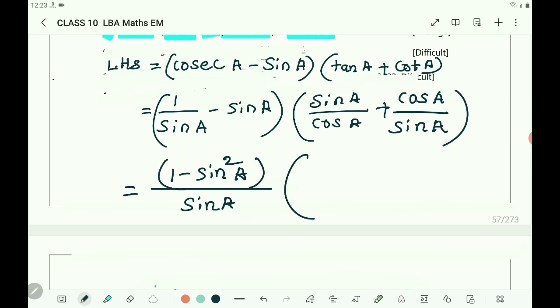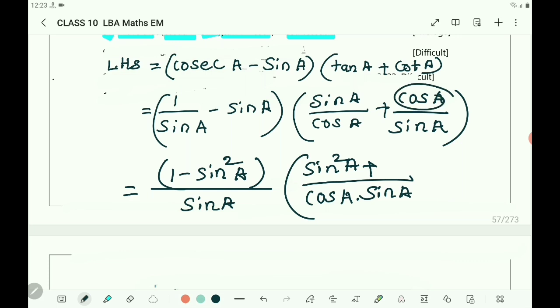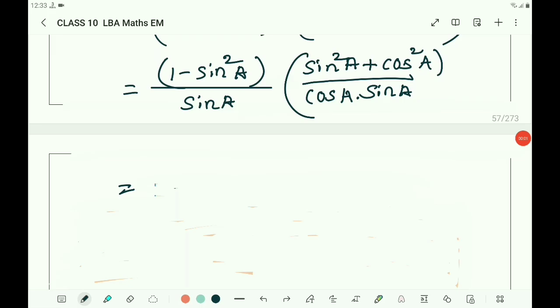Into, here you take the LCM. LCM is cos A into sin A. Then sin A must be multiplied by sin A, sin square A, plus cos A must be multiplied by cos A, that is cos square A. Equals 1 minus sin square A is cos square A.